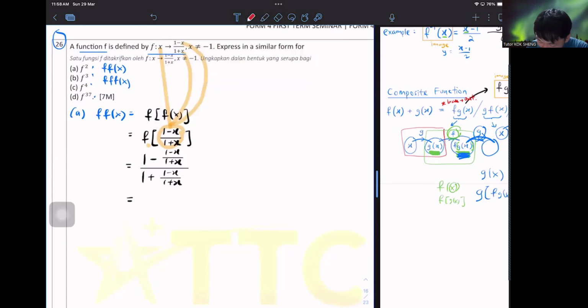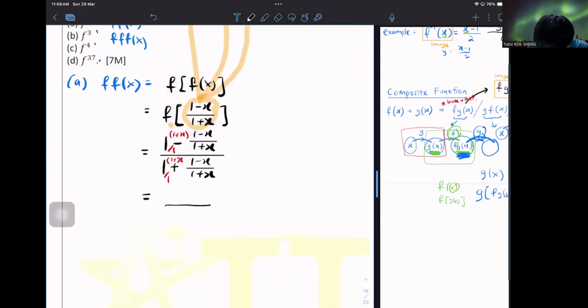Okay, the one on top first. Normal simplify fraction, same denominator. This is 1 over 1, right? So you have to times it with 1 plus x. The bottom one also the same. You have to make the denominator the same. Okay, so the working is something like this. 1 times 1 plus x. Bottom the same: 1 times 1 plus x.